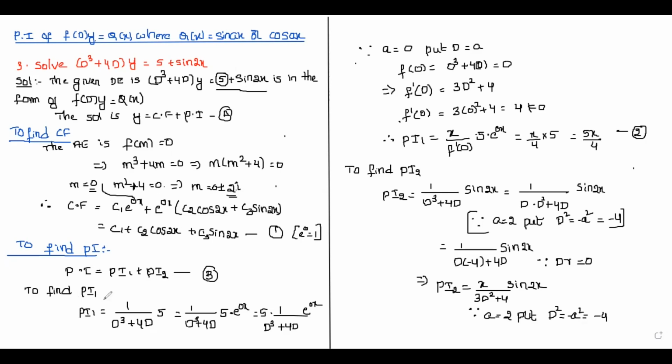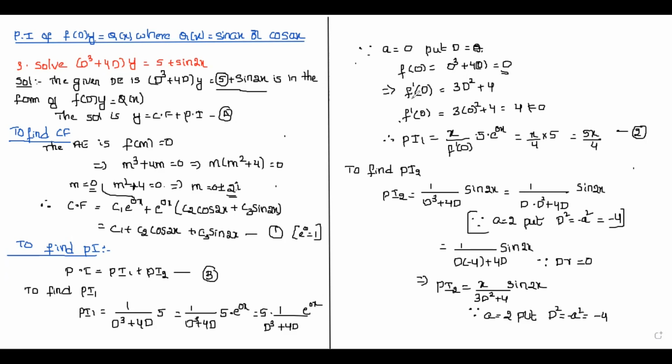Then particular integral 1 is equal to 1 by d cube plus 4d into 5. Since we have discussed in the earlier lectures, 5 should be considered as 5 into e power 0x. So it is equal to 5 into 1 by d cube plus 4d into e power 0x. So since a is equal to 0, you have to put d is equal to 0. Then f of 0 is equal to 0 cube plus 4 into 0. Obviously, it is equal to 0.